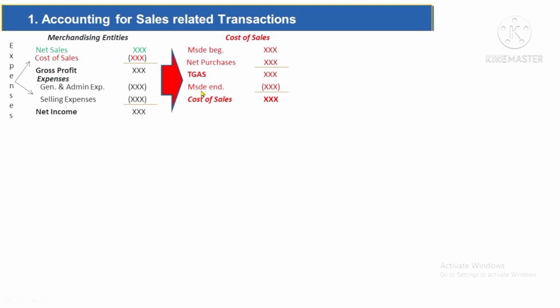So we are now in the accounting for sales related transactions. But before we move to that, let me put here the cost of sales computation as well as the income statement for merchandise entities because we will refer to this all throughout this video. So what is the journal entry when selling goods? So let's have an illustrative example.